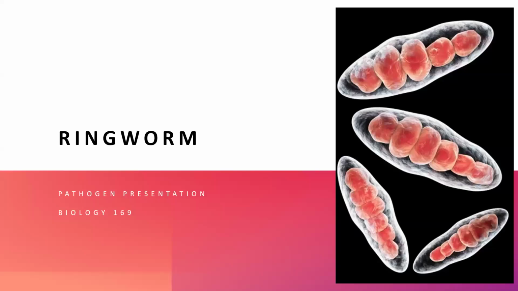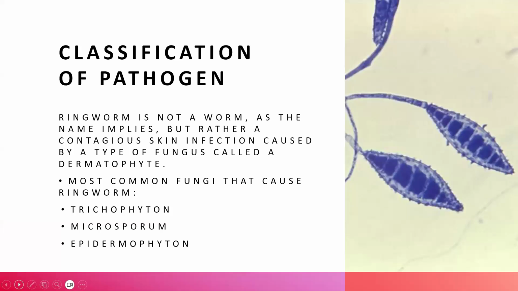Okay, so today we're going to be talking about ringworm. It's the pathogen that I chose for the presentation. So ringworm, it's actually not a worm, as you would think of like a parasitic worm. Those are classified under helminths. That would be something like a tapeworm or roundworms. But ringworm is actually a contagious type of fungus, most specifically called a dermatophyte.